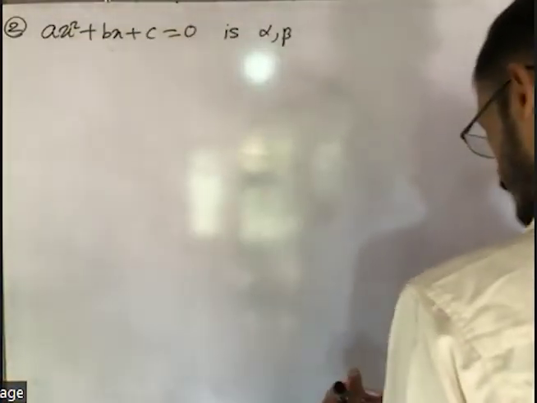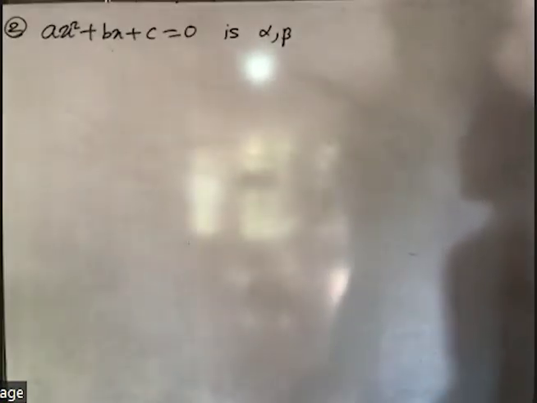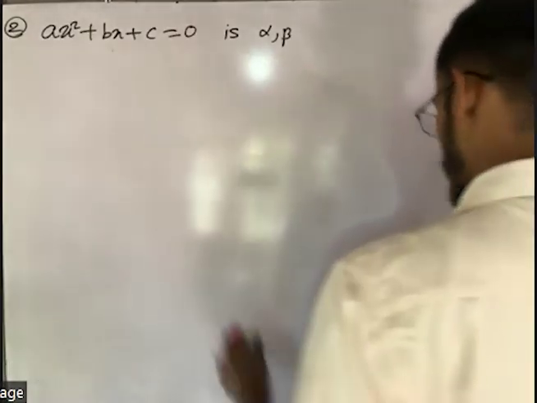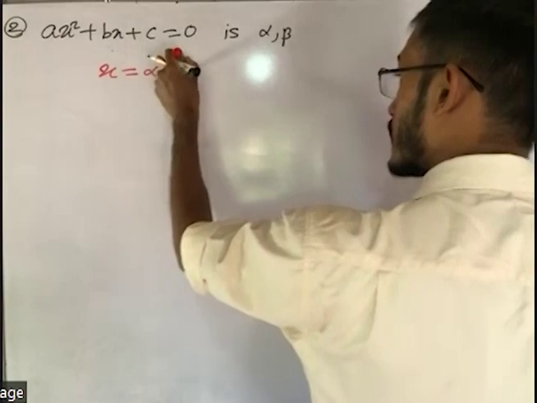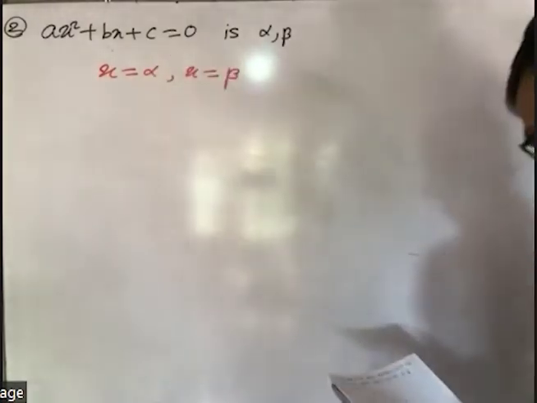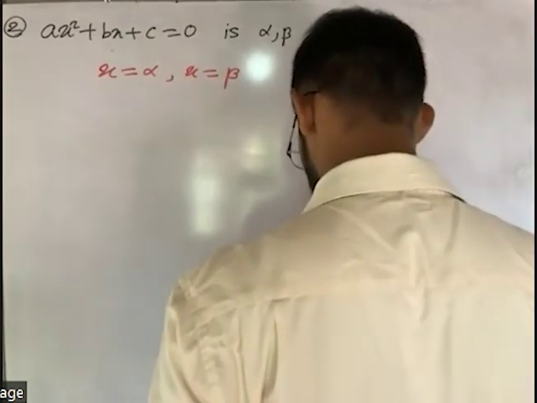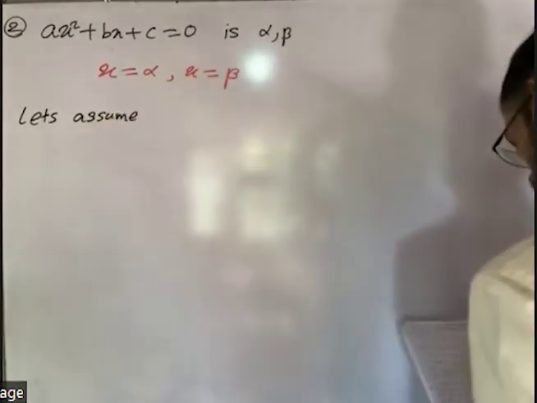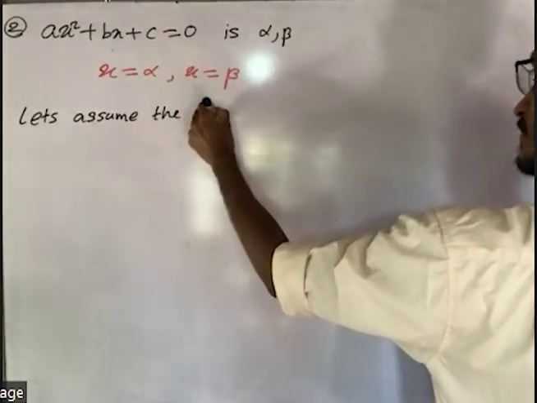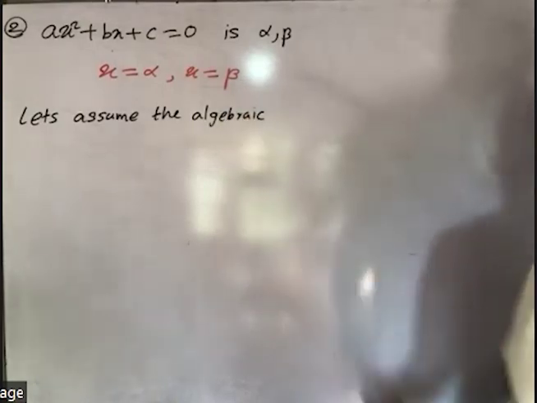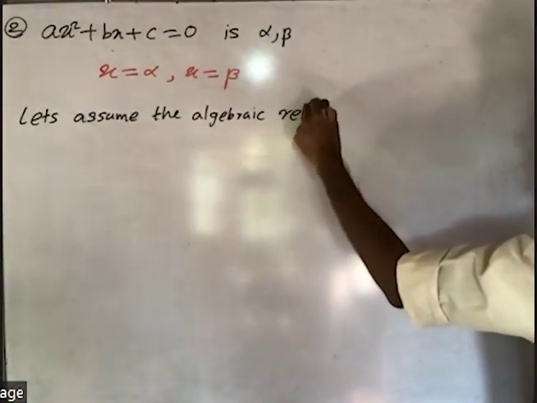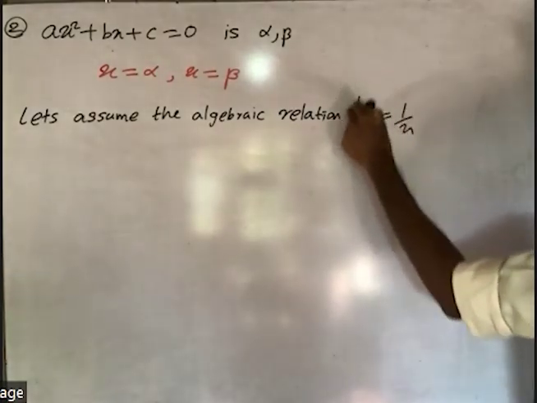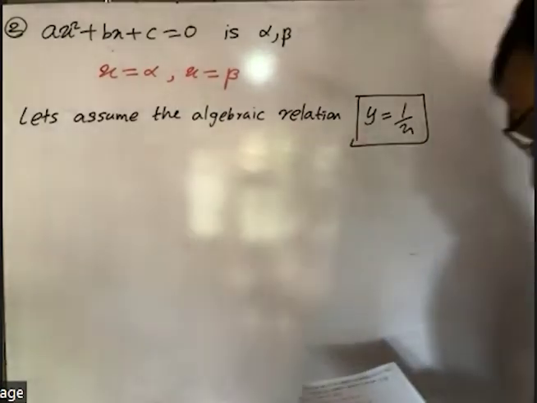Here they have given ax square plus bx plus c equal to 0, and also alpha, beta. That means x equal to alpha, x equal to beta. These are the two roots. So write down, let's assume the algebraic relation y equal to 1 over x.